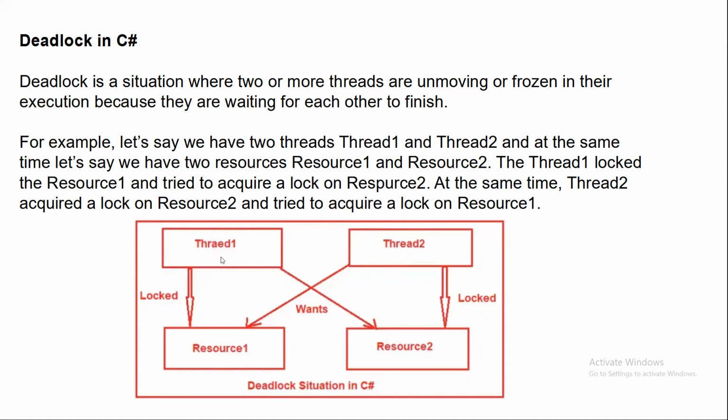So thread 1 is waiting for resource 2, which is already locked by thread 2. And thread 2 is waiting for resource 1, which is already locked by thread 1. So basically, it's a deadlock. Both threads cannot move forward. This is the deadly combination, and it makes our programs very inefficient, so we have to handle it very cleverly to avoid these deadlock situations.